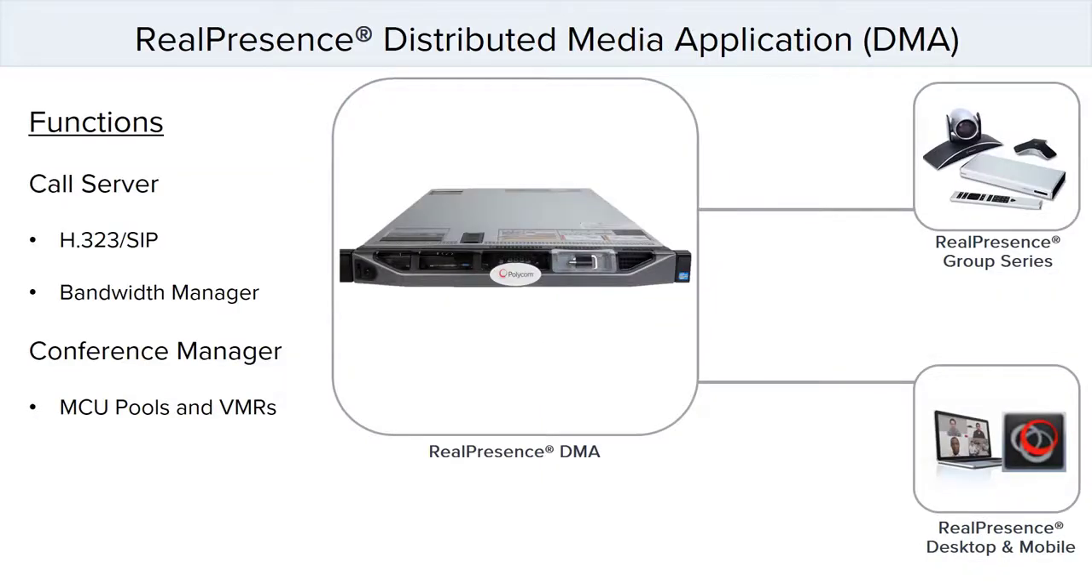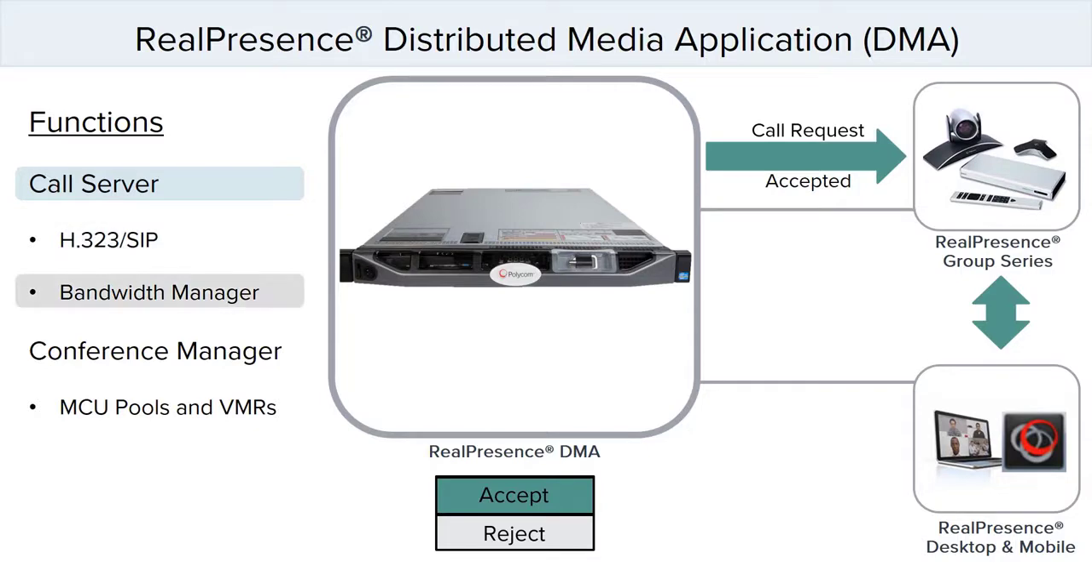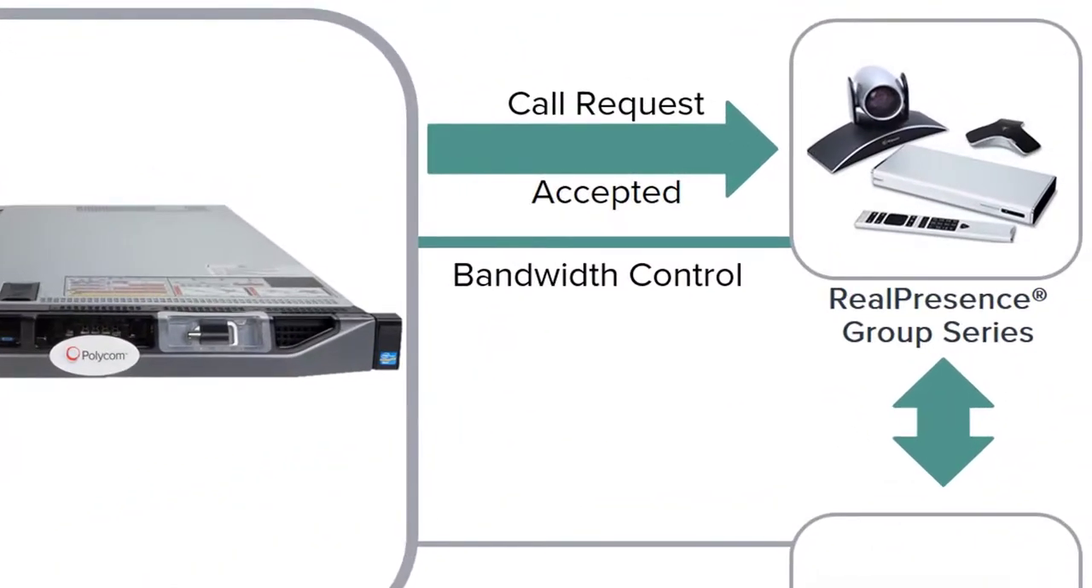The first component is the Distributed Media Application, or DMA. One function of the DMA is to provide call server functionality such as H323 Gatekeeper, SIP proxy, and registrar services, plus network topology control with bandwidth management. As the H323 and SIP call server, the DMA receives incoming call requests and then makes the decision whether to connect the call or to deny the call. The DMA takes into account the network bandwidth limits that you configured when making these call decisions.